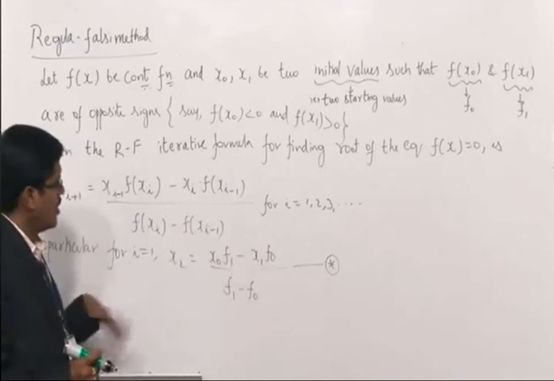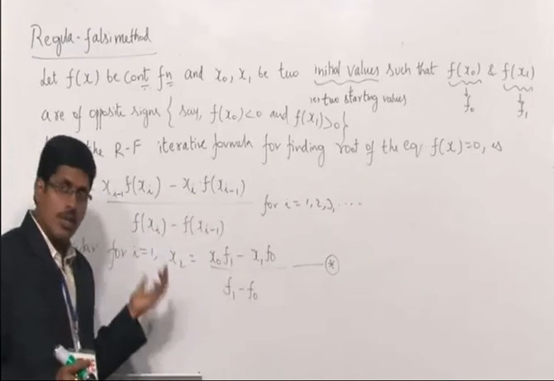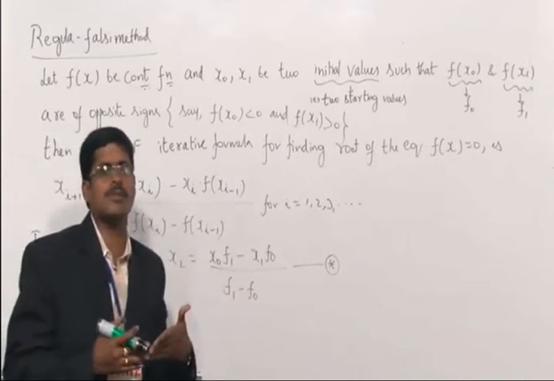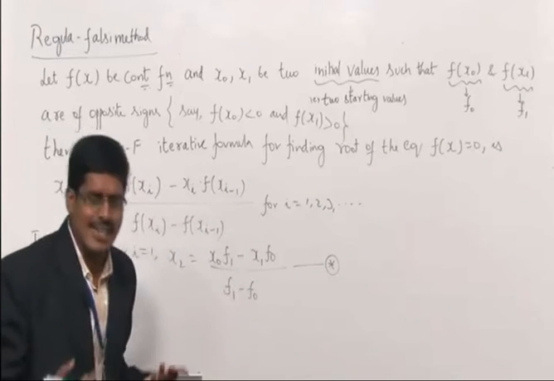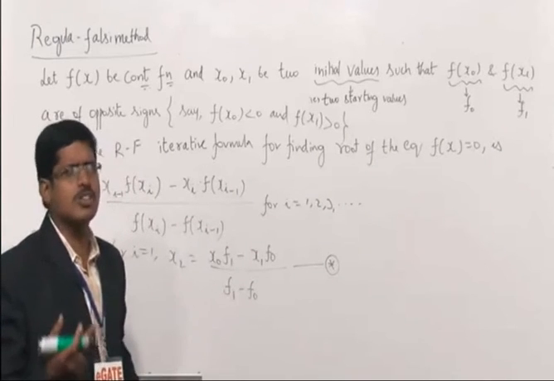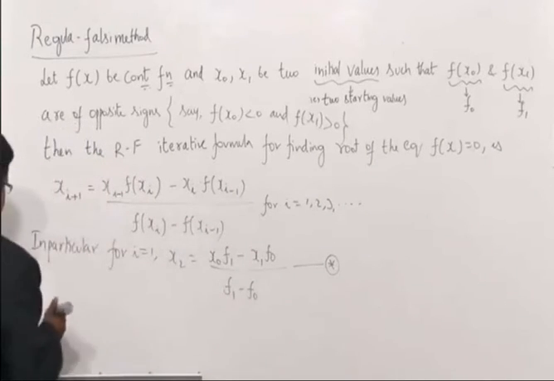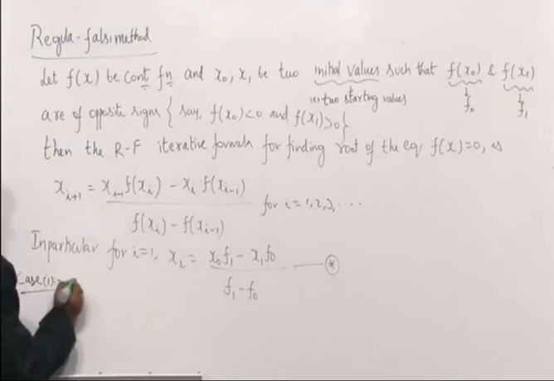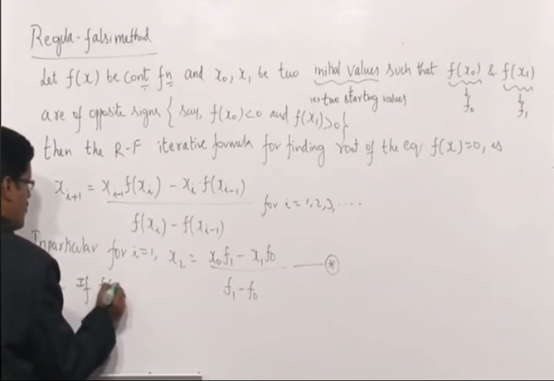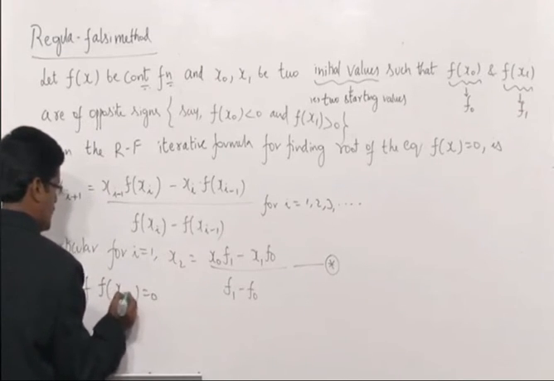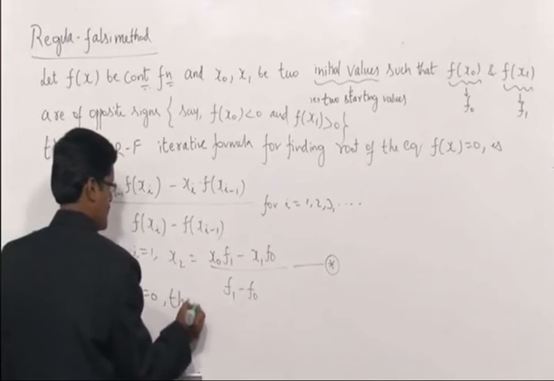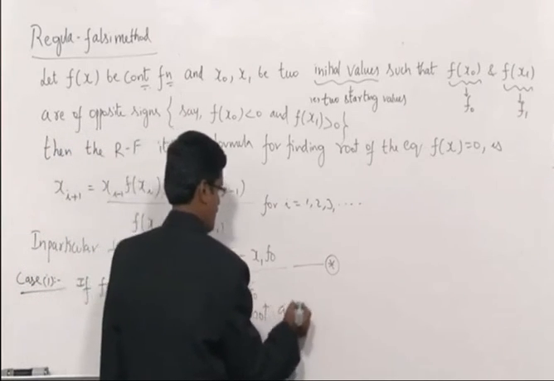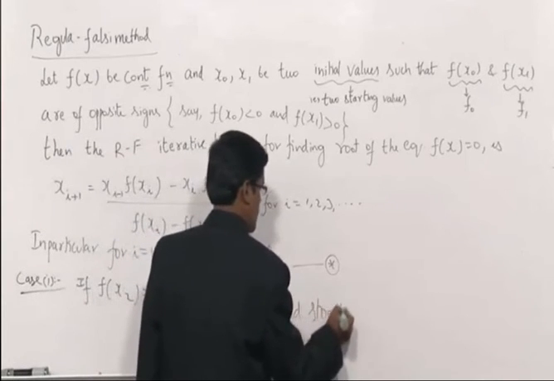Now, I told you in bisection, or whatever the method, whenever you get a new x value, the latest x value, immediately substitute that x value in the function and decide its nature: function value greater than 0, equal to 0, or less than 0. Case 1: just like in bisection, if f(x2) = 0, then x2 is the root and stop the process.